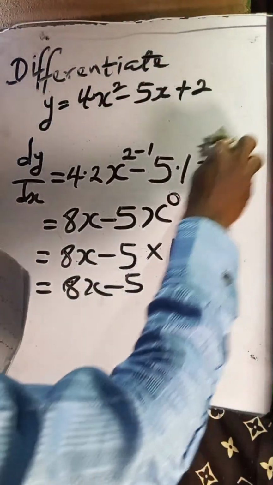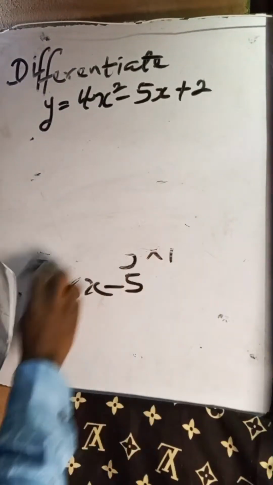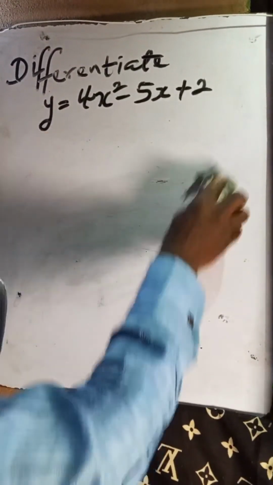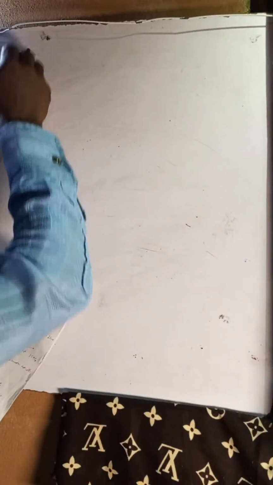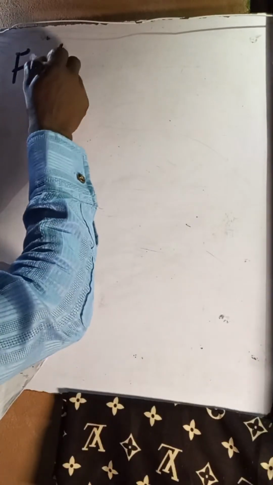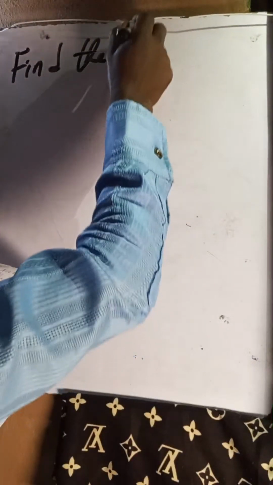Now let's look at this particular one again. We are actually differentiating, so there's no need changing. You can be told to find the derivative. Find the derivative of something. It means you should differentiate that thing. That's the implication. Please take note. So let's look at this particular one. Find the derivative of. Look at this. This question can come in this form.